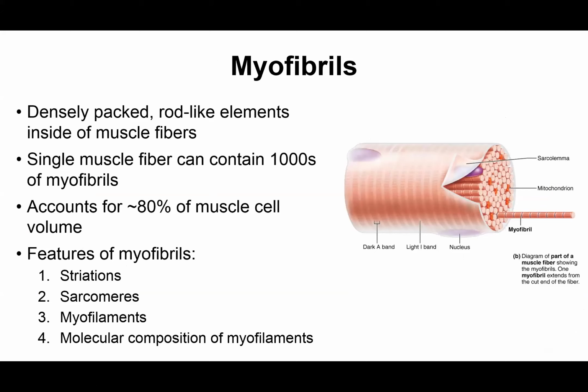Okay, so myofibrils. I know you guys are probably tired of hearing me say myofibrils already, but let's talk about them a little bit more. They're these densely packed rod-like elements inside of a muscle fiber. So this whole thing is a muscle fiber, which is packed with many myofibrils. And every muscle fiber contains thousands of these rod-like structures, which, as I mentioned on the last slide, is where 80% of the muscle cell volume comes from.